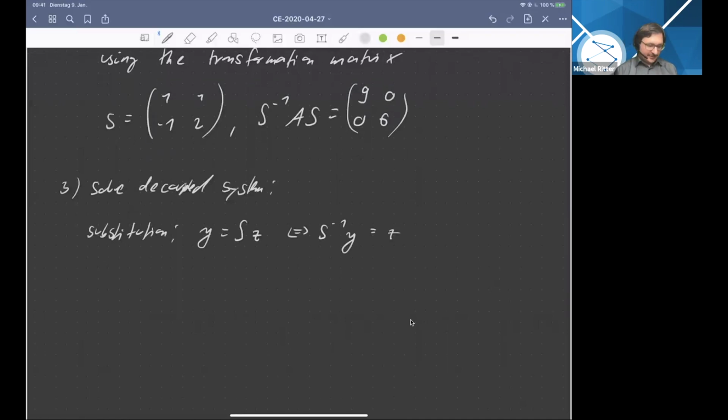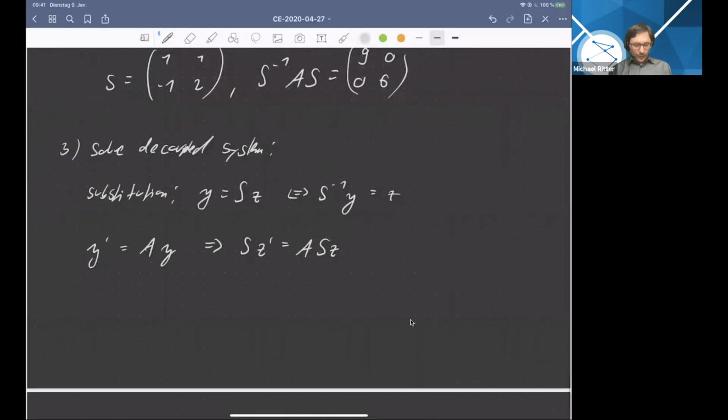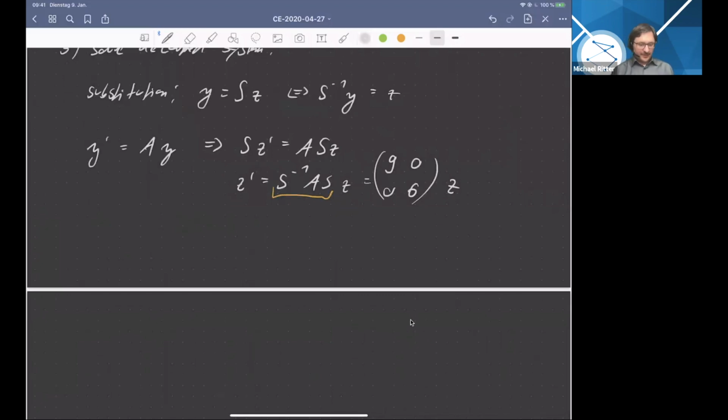Okay, and that means if we look at this original differential equation, y prime equals A times y, then if we substitute y by Sz, we get S z prime equals A times Sz. Or if we multiply with the inverse of S from the left, then we get z prime equals S to the minus 1 AS z. Or, as this expression is our diagonal matrix from above, that's the same thing as (9, 0, 0, 6) times z.